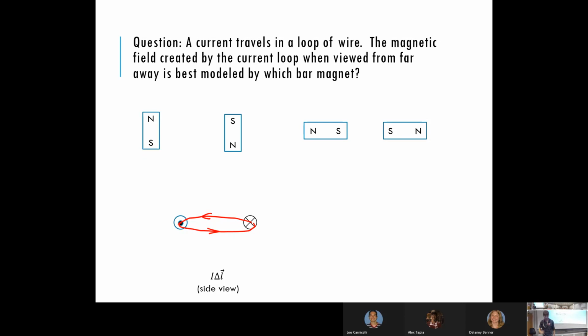Okay, question for you. What's the magnetic field going to look like for that current carrying loop of wire? Go ahead, talk to me and get an idea. I'll start there.